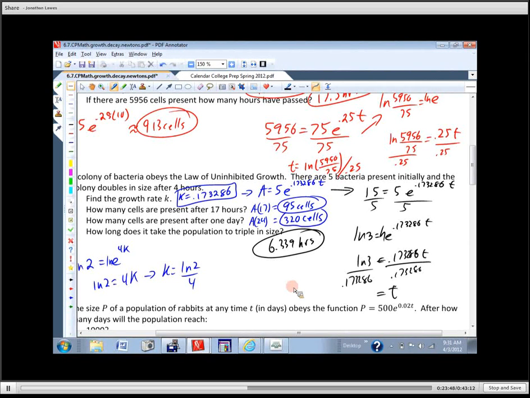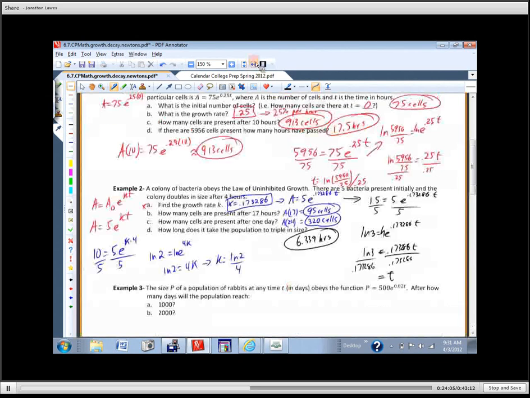Now it's not exactly 6. It doesn't work in a linear fashion like that, at 6.339. But it's got to be somewhere in between 4 and 8. That would be a reasonable guess. Okay, any questions there? Okay, all right, let's take a look at the next problem then.